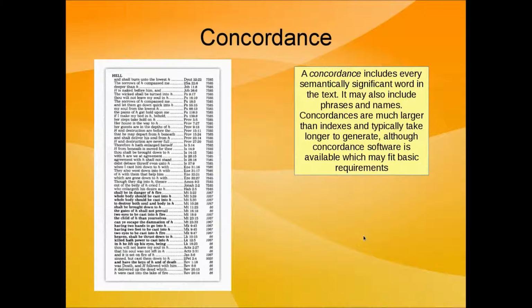A concordance is a list of words. It normally includes every semantically significant word in the text. It may also include phrases and names. Concordances are much larger than indexes, and they typically take longer to produce, but there is software available which can do a reasonable job of producing them automatically within certain limits.